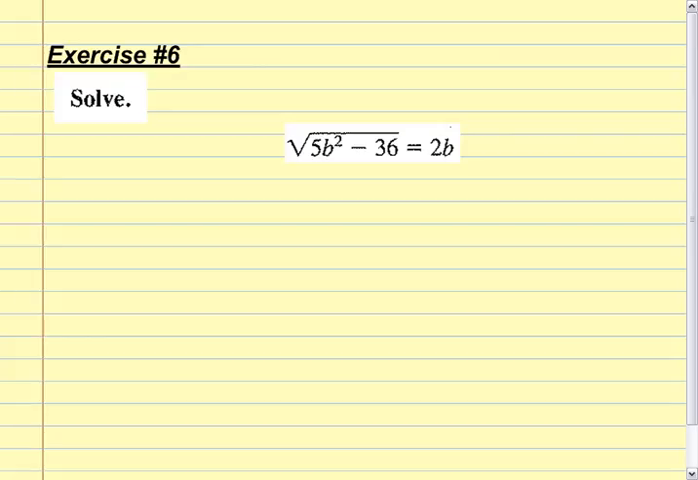Okay, folks, exercise number 6, it says solve. I've got the square root of the quantity 5b squared minus 36 is equal to 2b. Okay? Now, when I'm solving equations that have radicals in them, what's the first thing that I need to do, Maddie? What do I need to make sure of if I'm going to solve this?